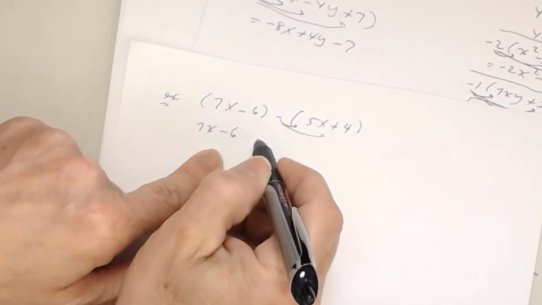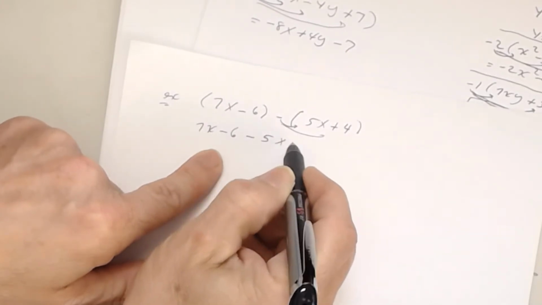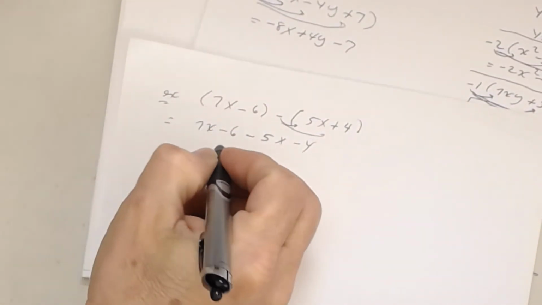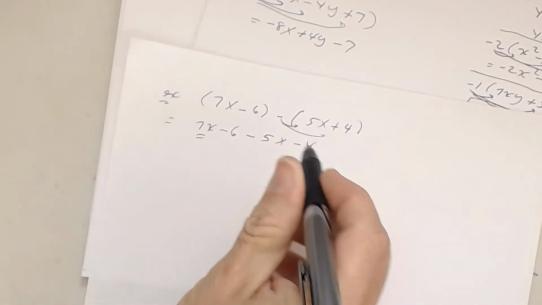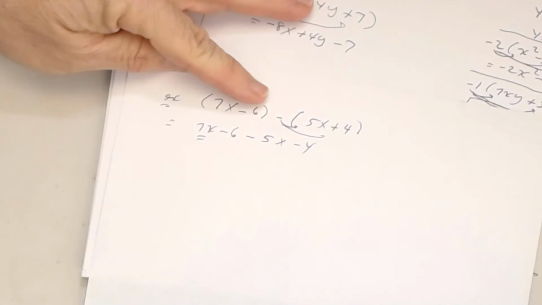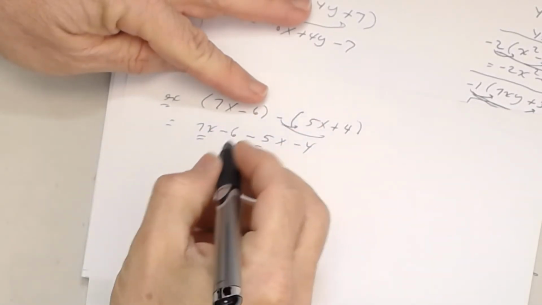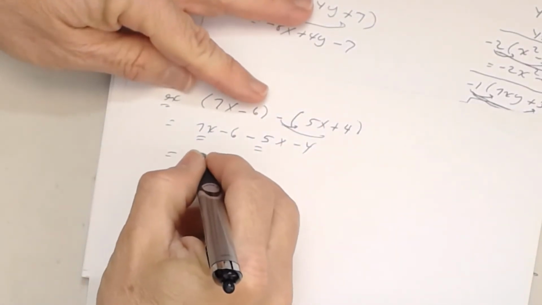What does this become, guys? Minus 5x minus 4. So that's where I'm at. Okay? Now let's combine like terms. I can combine the 7x with the what? Someone said 5x. Is it 5x? It's negative 5x. Okay? Negative 5x. So what's 7x and a negative 5x?